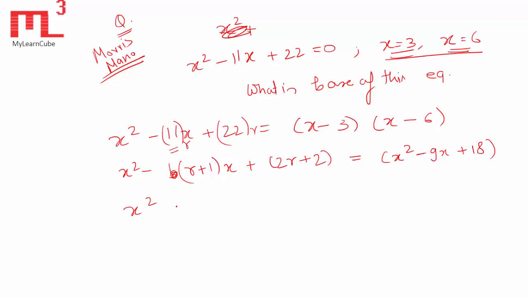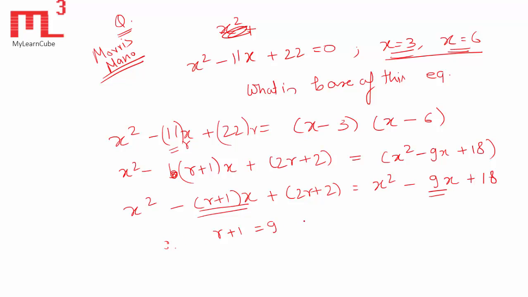So x² - (r + 1)x + (2r + 2) is equal to x² - 9x + 18. Now solve this equation. Compare this equation: this r + 1 represents this 9. Therefore, r + 1 is equal to 9, which implies r is equal to 8. Hence, solved. Done.